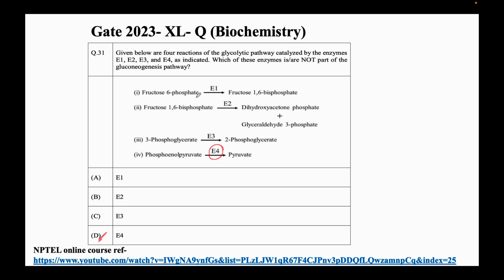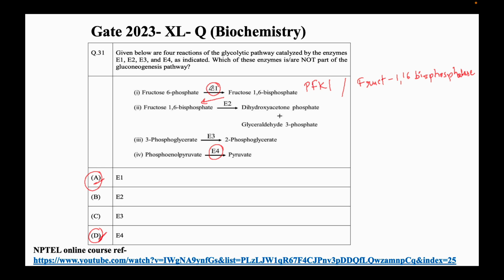Also, for fructose 6-phosphate and fructose 1,6-bisphosphate, the enzyme I said was PFK1. But in the gluconeogenesis pathway, the reverse reaction is carried out by fructose 1,6-bisphosphatase. So this enzyme is different, and the E4 enzyme is different. So the correct answer is A and B.